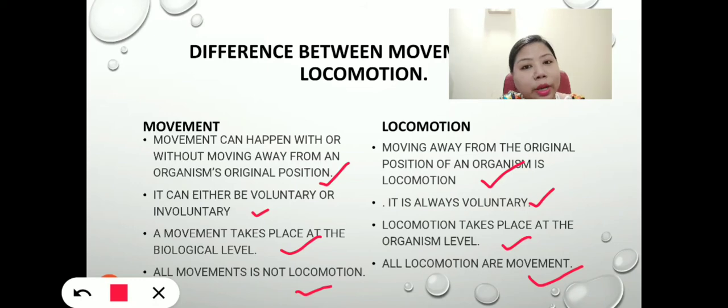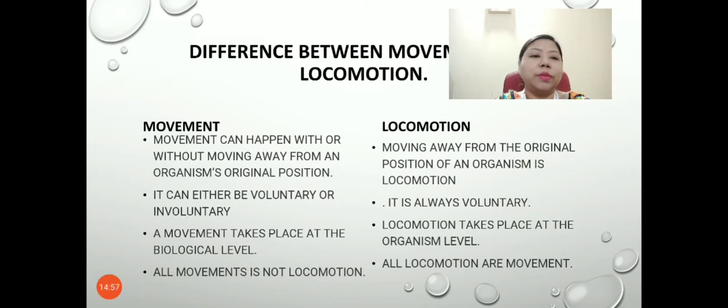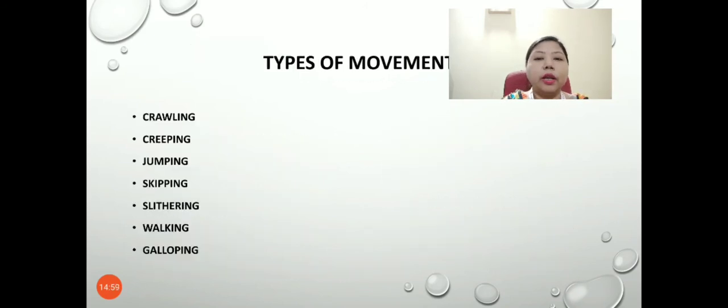That means whenever we move from one point to another, what is happening? The movement of our legs is taking place, and as we walk to the other point, the movement of our hands is also taking place. So in locomotion, movement is also taking place. But in movement, it is not necessary that locomotion takes place. Yes, so this is the difference between locomotion and movement.